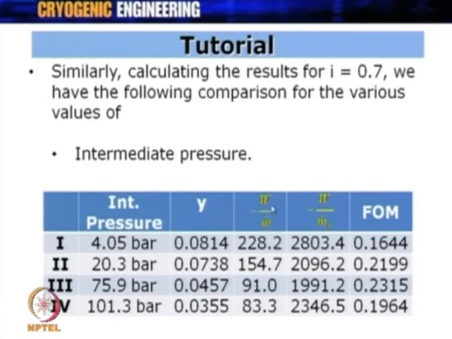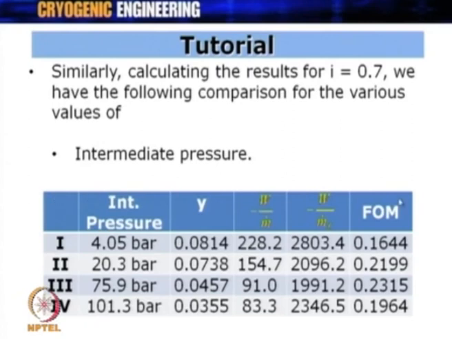W upon m dot, that is work per unit mass of gas compressed, decreased from 228 to 154 to 91 to 83, but W upon m dot f, work per unit mass of gas liquefied, again went through a minima. The minima is happening possibly between 0.2 and 0.3, case 2 and case 3. It goes down, reaches a minima and starts going up. The figure of merit again goes through a maximum somewhere between case 2 and case 3. So, again it follows absolutely the same trend as it did for I equal to 0.6.